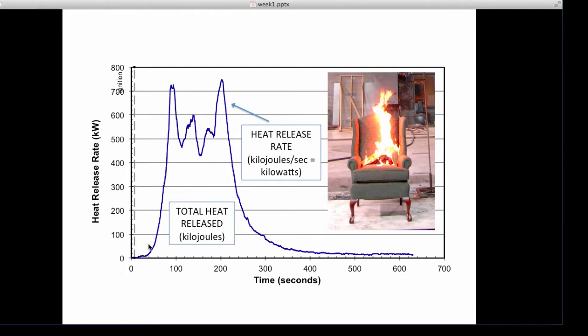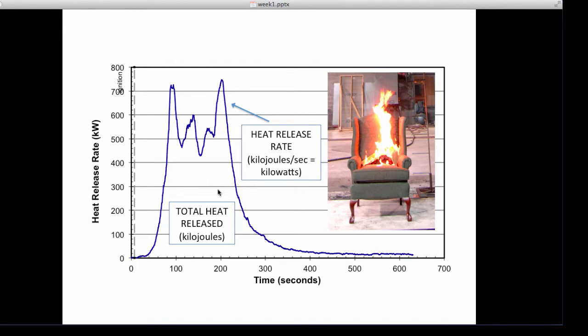So here we have a graph, and it's got all the same components that we had before. We've got the energy released on the side. In this case, we're talking about heat, so let's call that the heat release rate. And we've got the time down on the bottom, just like we had before. Everything inside this blue line, just like before, is the amount of heat that is going to be released when we burn this chair.